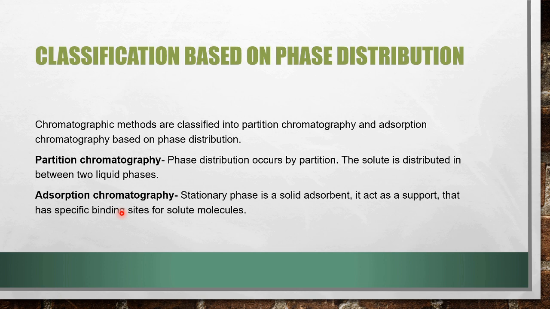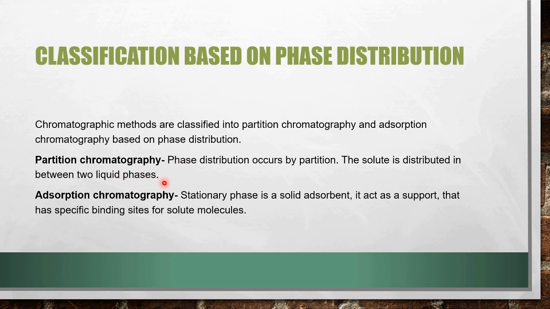And this is the most basic classification on the basis of the nature of the mobile phase and the stationary phase. If we use a liquid stationary phase, it is called partition chromatography. And phase distribution occurs by partition, and the solute is distributed in between the two liquid phases.